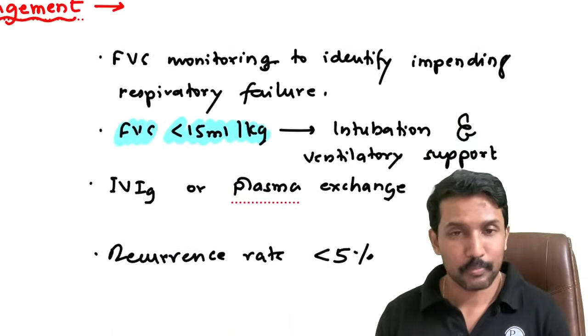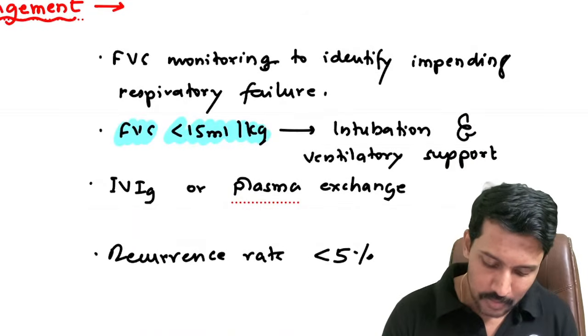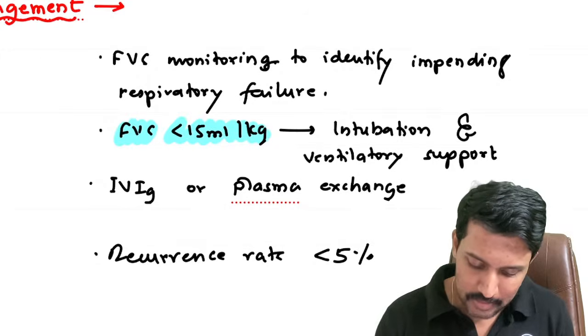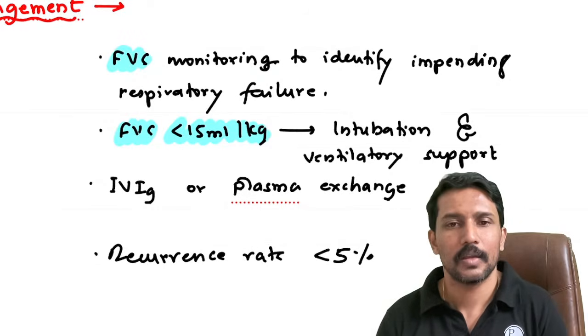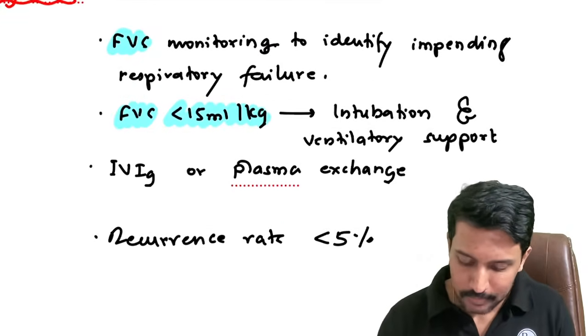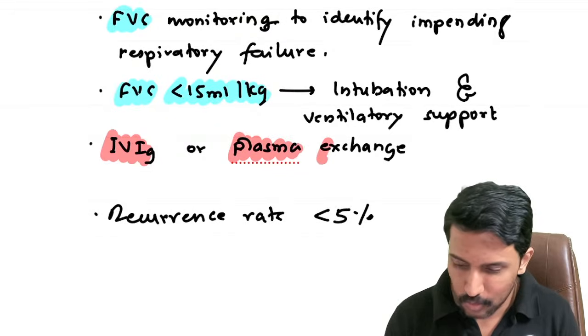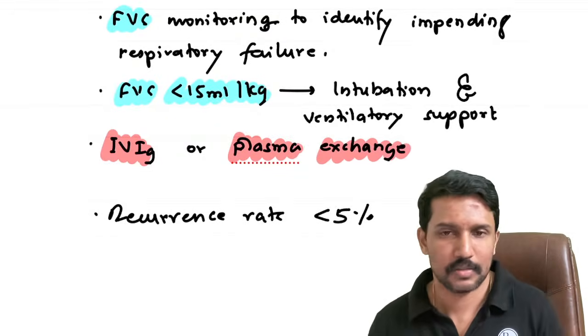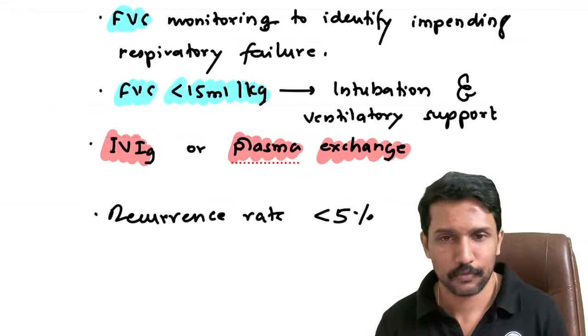And because these patients can progress to respiratory failure, we need to monitor. The mode of monitoring is forced vital capacity and not your saturation. FVC monitoring is recommended. And to prevent the patients from developing respiratory failure, we have to consider IVIG or plasma exchange. It's not a chronic disease. It's not a recurring disease. Recurrence rate is less than 5%.